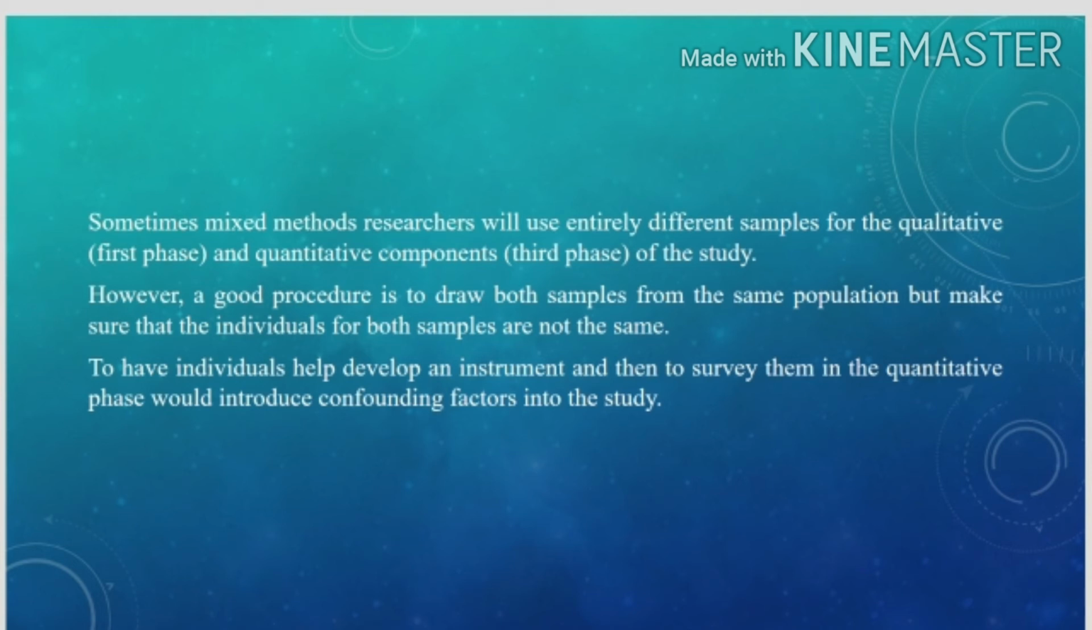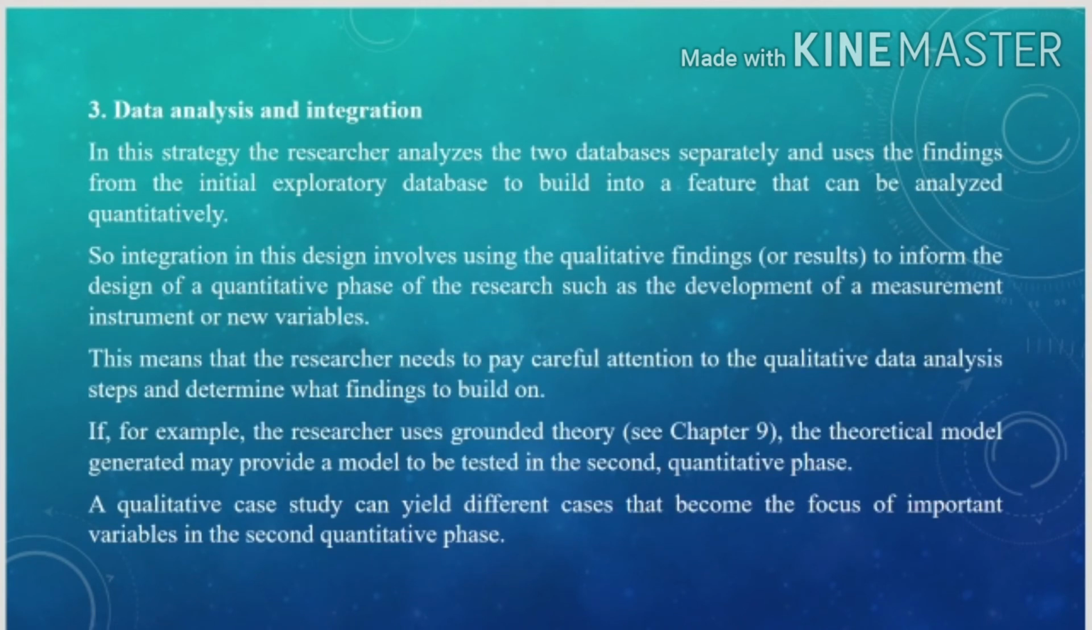However, a good procedure is to draw both samples from the same population but make sure that the individuals for both samples are not the same. To have individuals help develop an instrument and then to survey them in the quantitative phase would introduce confounding factors into the study. 3. Data analysis and integration.